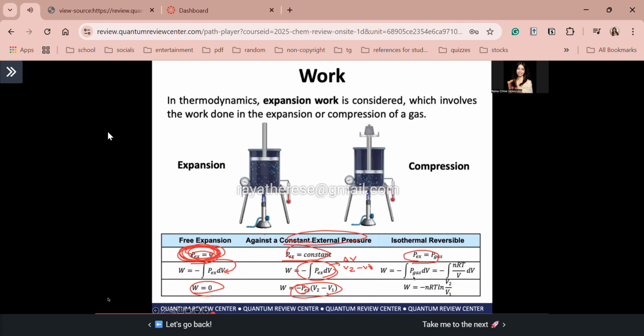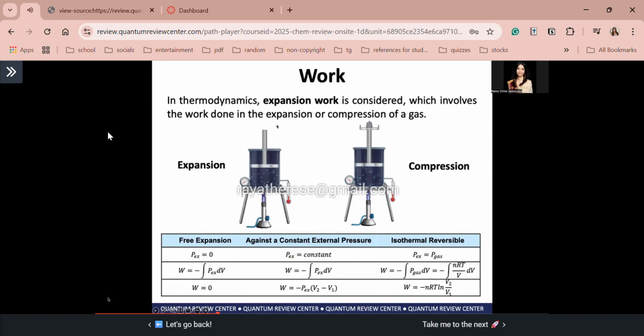And what is the pressure of a gas, guys? We know from our ideal gas law, right? So we just substitute pressure in terms of nRT over V. That's why the formula for isothermal reversible work is equal to negative integral of nRT over V, dV. Then getting the integral, what is the integral of dV over V? It's ln V, right? So W is equal to negative nRT ln V2 over V1. I hope that's clear, guys.